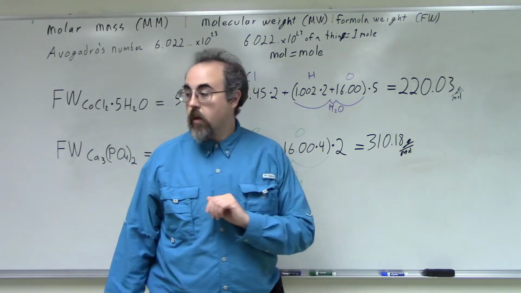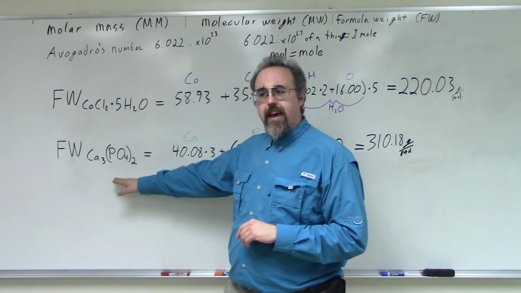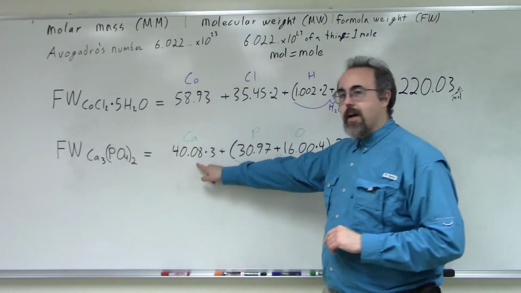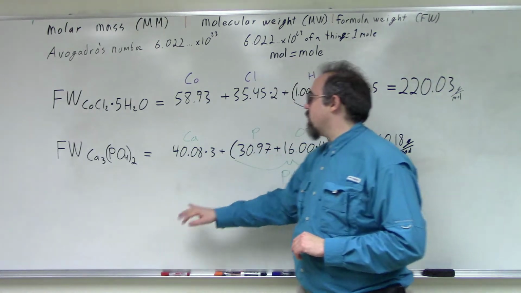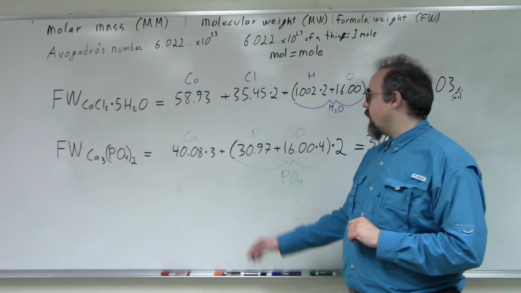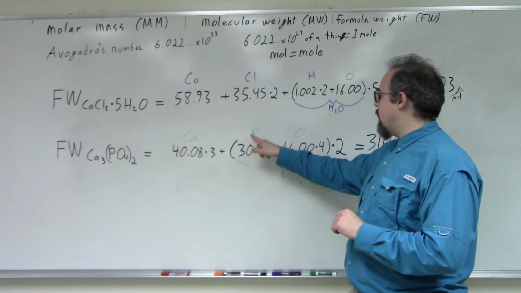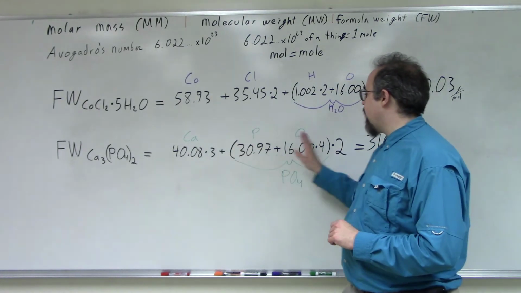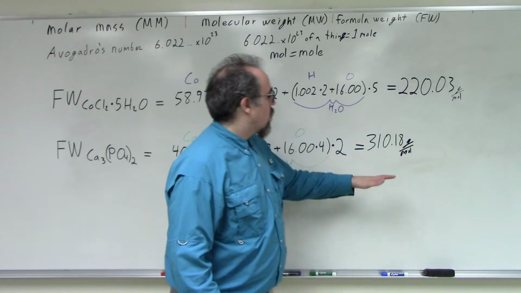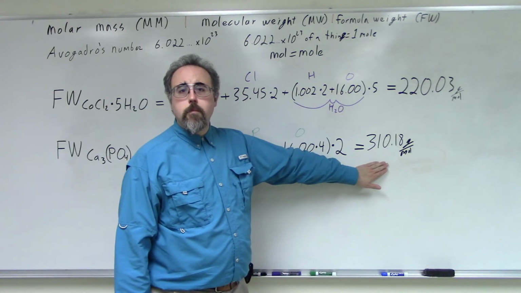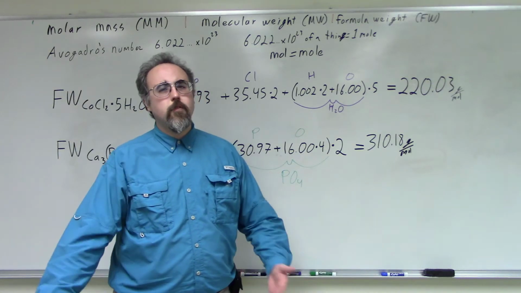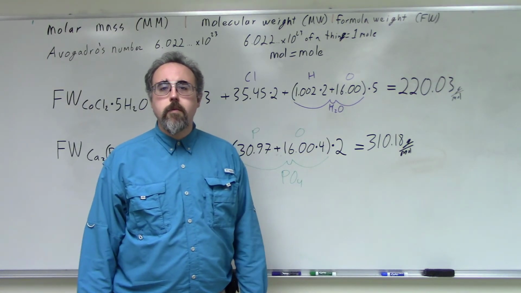Likewise, if I'm doing, say, calcium phosphate, same basic story. I've got the mass of the calcium. Because I have 3 calciums, I'm going to multiply it by 3. For the phosphates, I'm going to add together the phosphorus and the 4 oxygens, and then multiply that all by 2, giving me my formula weight. Now with this, I can do other things, specifically convert to and from moles.